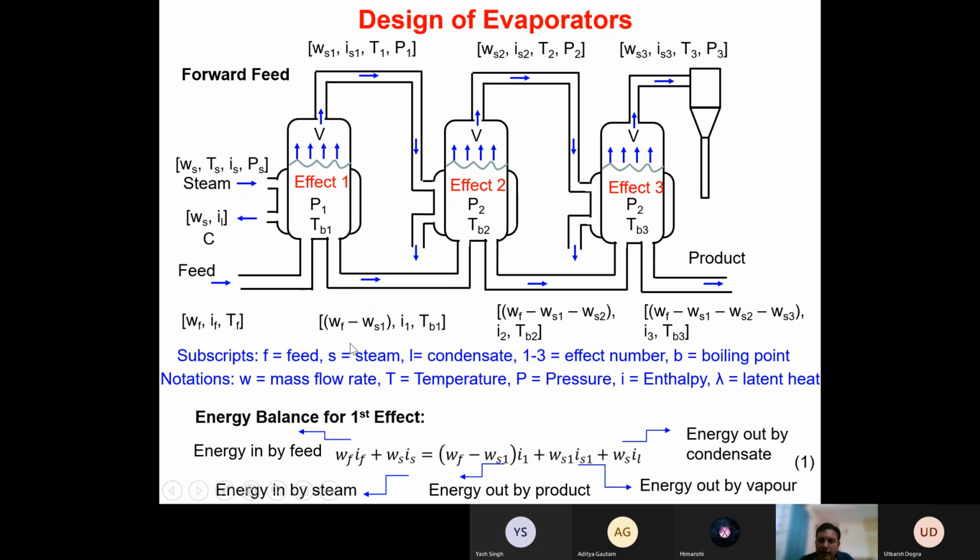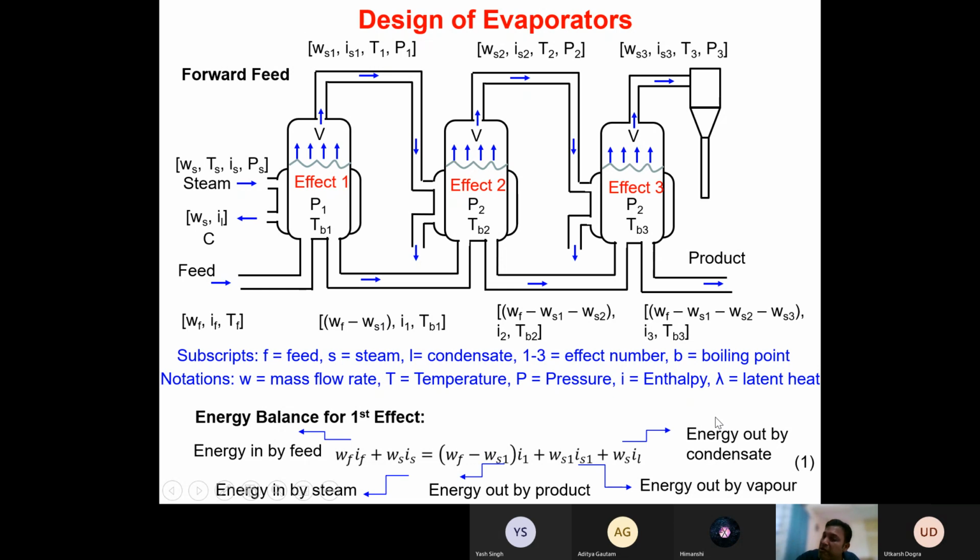Then outlet here are WF, WS1, WF minus WS1 is the outlet stream, product stream, multiplied by its enthalpy is nothing but the energy going out with the product. Also, there is a vaporization taking place. So WS1 into IS1 will be the energy going out with the vapor. Also, the steam is getting condensed here. So WS into IL will be the energy going out with the condensate.